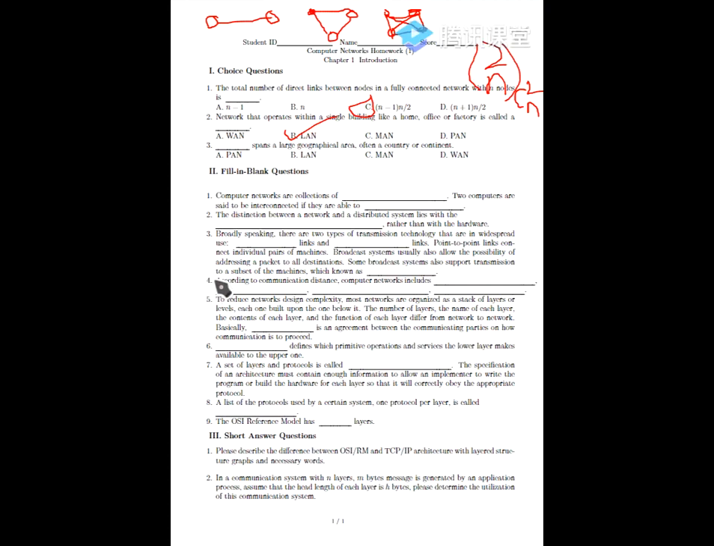Question 4. According to the communication distance, computer networks include personal area network, local area network, metropolitan area network, and wide area network.